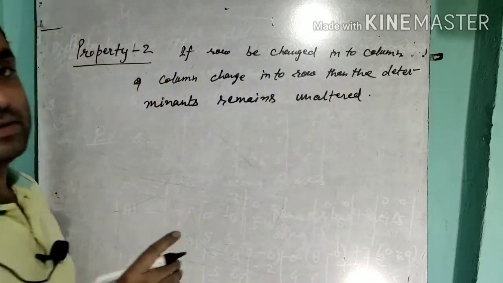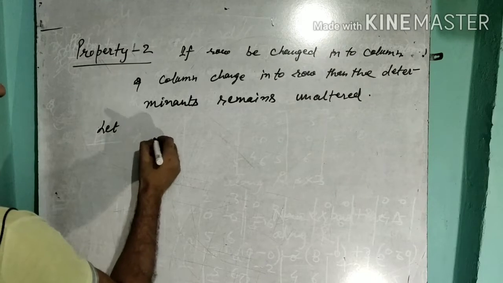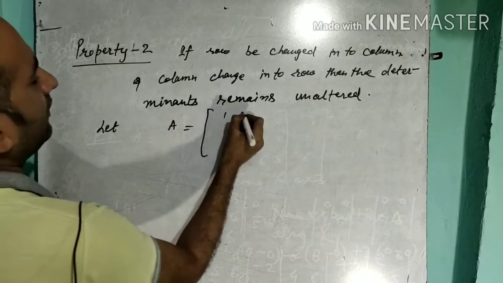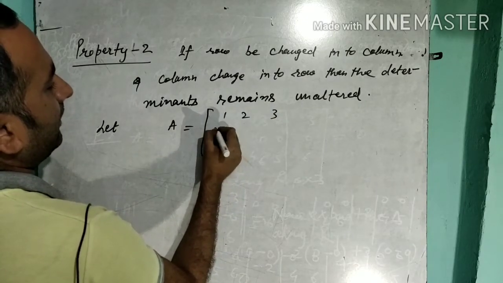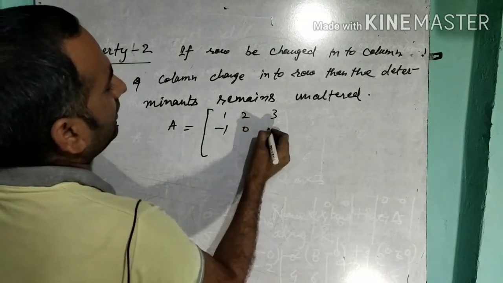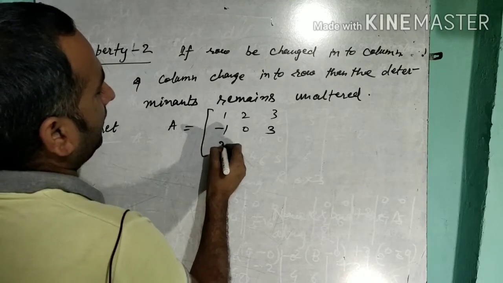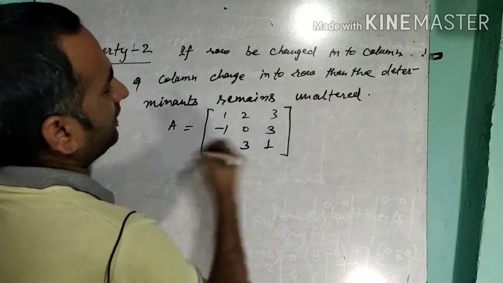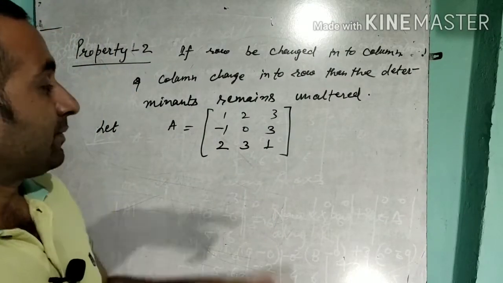Is it clear to you? Now students, see here, I am taking matrix A. It is 1 2 3, and now suppose minus 1, 0, 3, and 2 3 1. Students, it is a matrix. The order of this matrix is 3 cross 3.